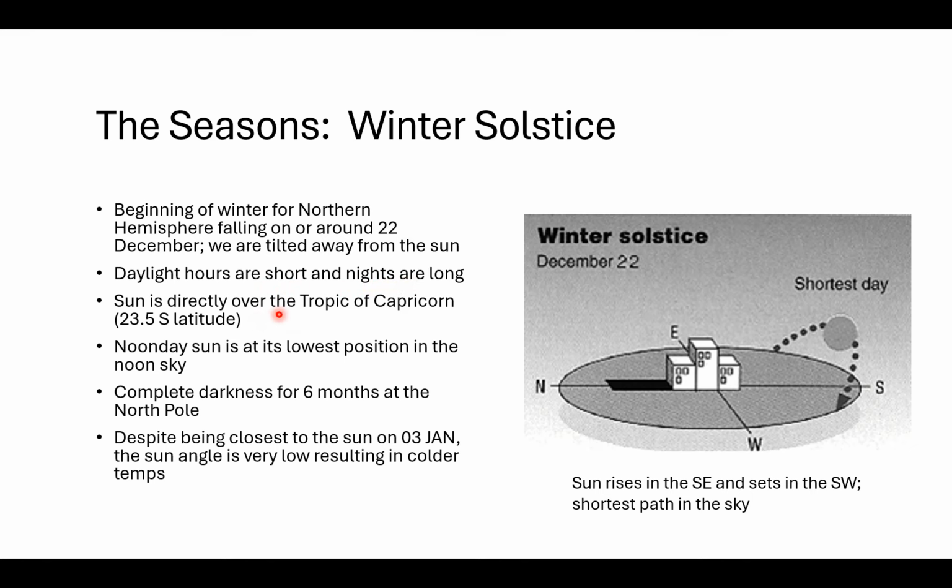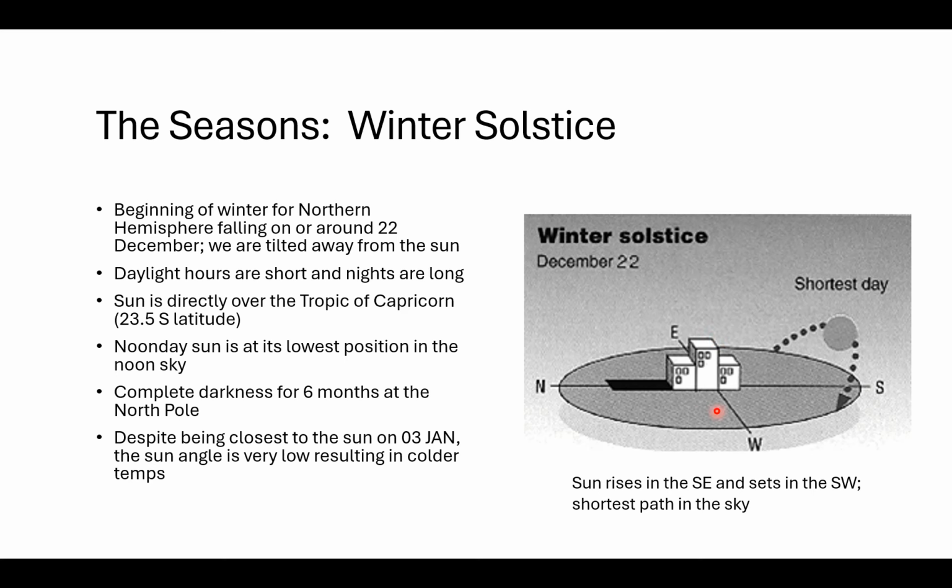The sun is directly over the Tropic of Capricorn at 23.5 degrees south latitude at the winter solstice. And the noonday sun is now at its lowest point in the noon sky. There's actually complete darkness for 6 months at the North Pole during this time period. And despite being closest to the sun in early January, the sun angle is so low, just above the horizon, we're still going to have colder temperatures.